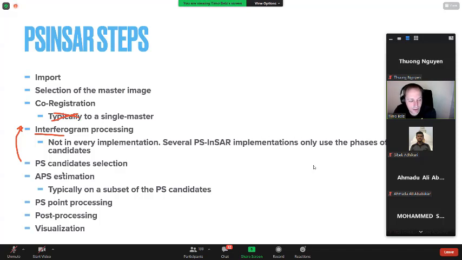form a dense enough network, connect these points, estimate the atmosphere based on this subset of PS points. That again saves you processing time.